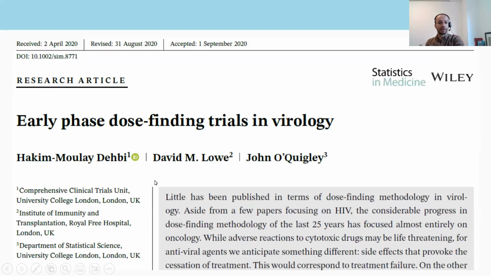This is one of my papers. It's a paper about how to conduct dose-finding trials in virology. Most of the research for dose-finding trials has been done in cancer, in oncology, but it's important to obviously not neglect all of the other disease areas where dose-finding might be important. So this is an important publication that you will hear more about if you join the masters.